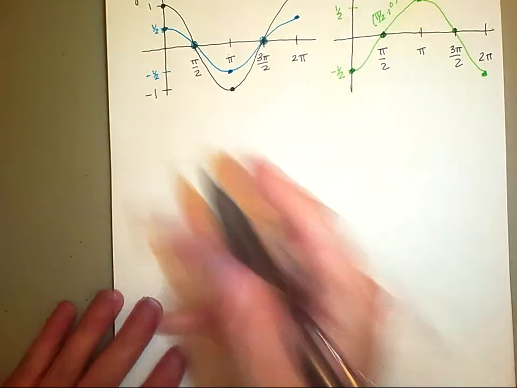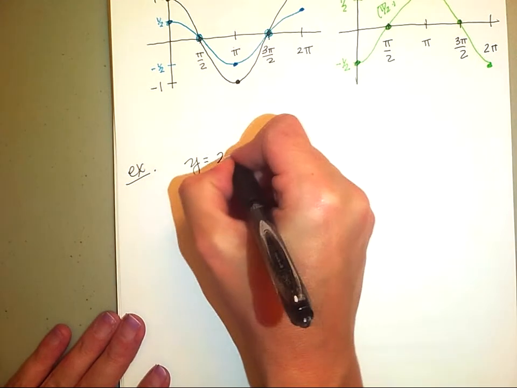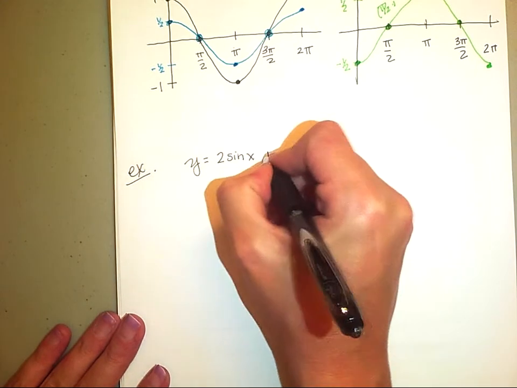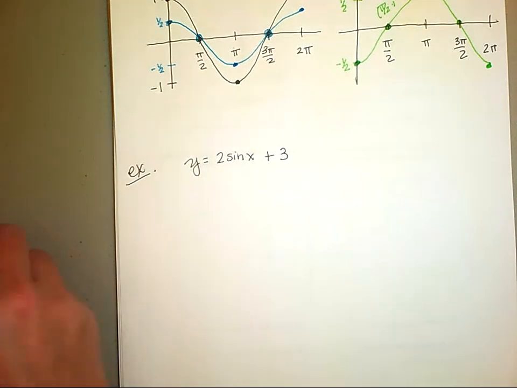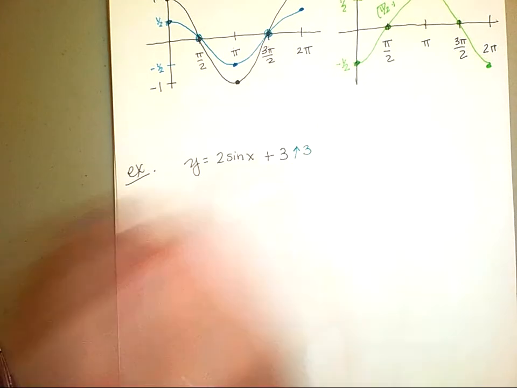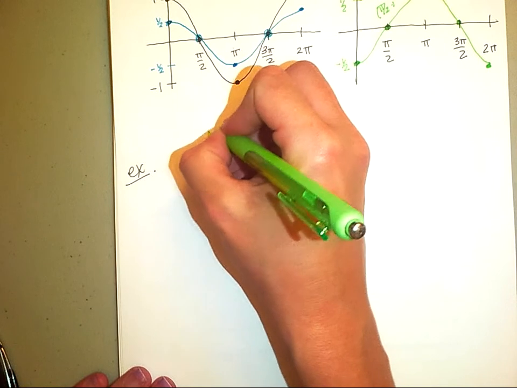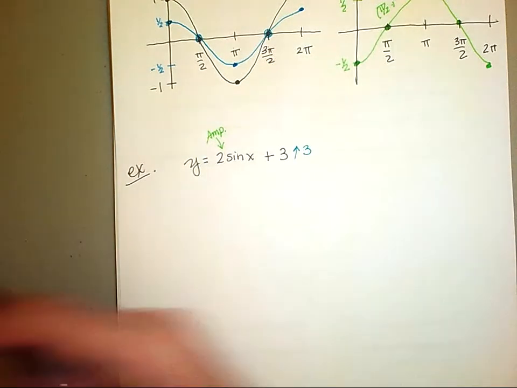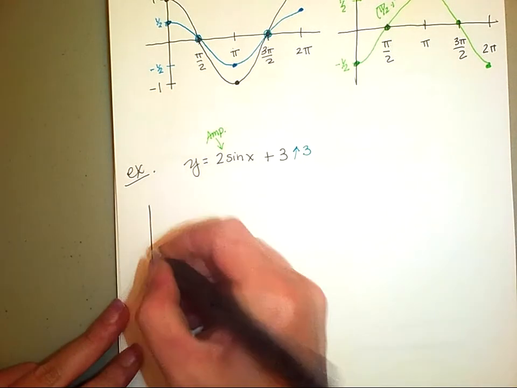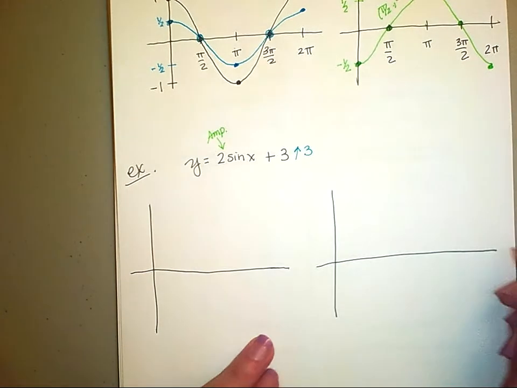Let's do another one. For example, if we have y is equal to 2 times the sine of x, now plus 3. What we have then is this is going to force us to go up 3, and this one's going to change the amplitude. So let's do 1, and we'll put it all together.